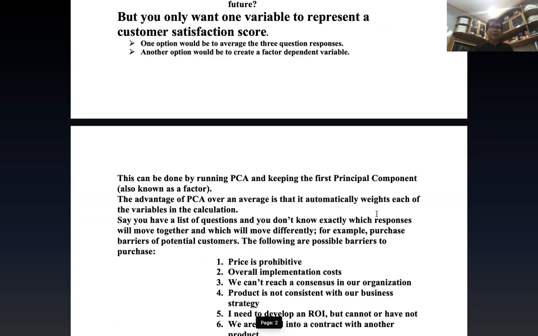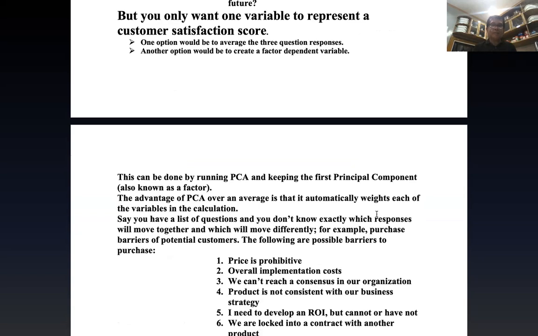This can be done by running PCA and keeping the first principal component, also known as a factor. The advantage of PCA over an average is that it automatically weights each of the variables in the calculation. Say you have a list of questions and you don't know exactly which responses will move together and which will move differently. For example, purchase barriers of potential customers.